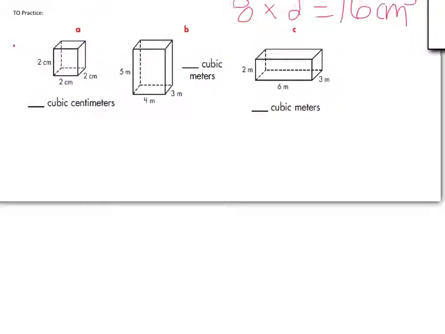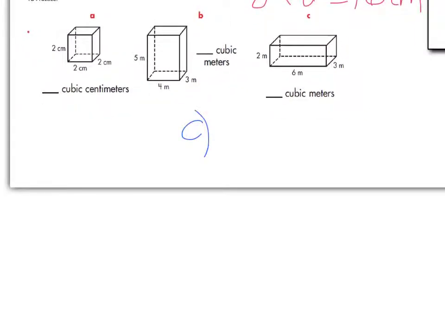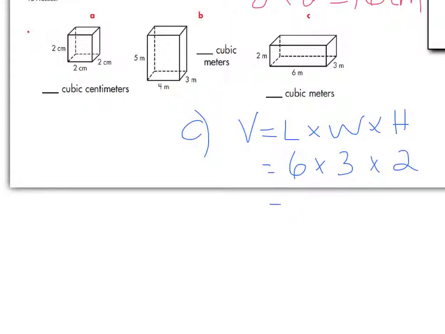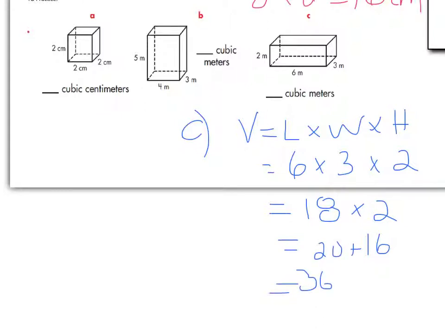And let's take a look at our last one. C. Again, volume equals length times width times height. Our length is 6, our width is 3, our height is 2, doesn't matter what order. 6 times 3 is 18, 18 times 2. Well, 8 times 2 is 16, 2 times 10 is 20, 20 plus 16 is 36. So it's 36 meters cubed. All right, that's our practice with volume.